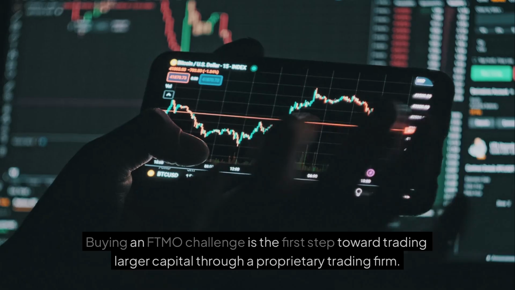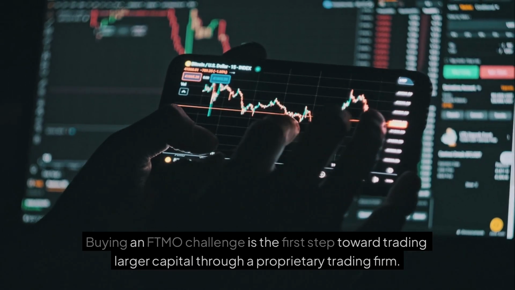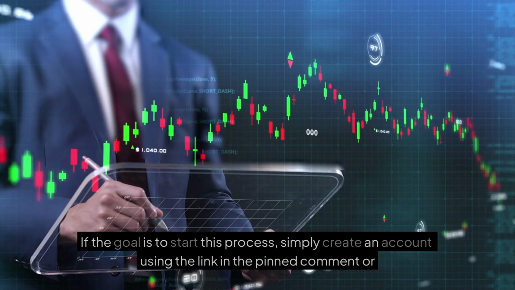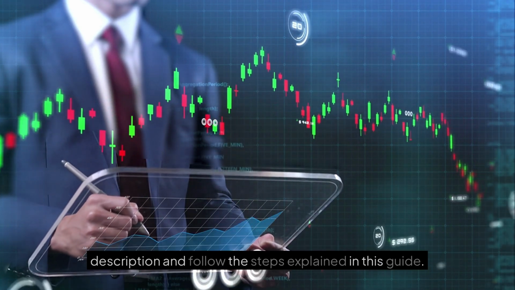Buying an FTMO challenge is the first step toward trading larger capital through a proprietary trading firm. If the goal is to start this process, simply create an account using the link in the pinned comment or description and follow the steps explained in this guide.